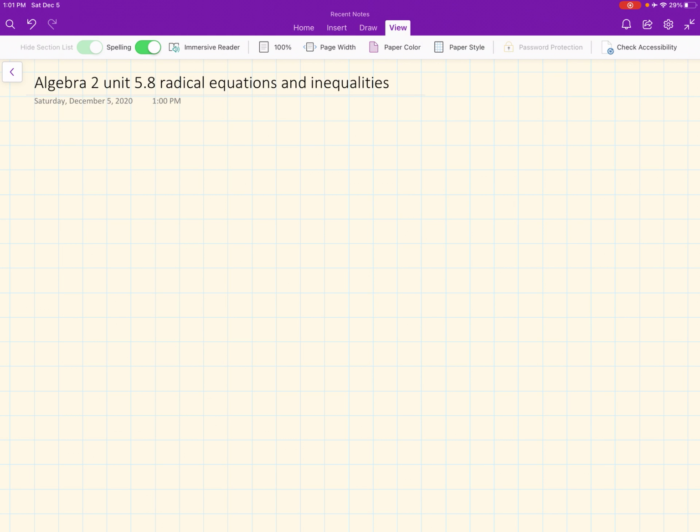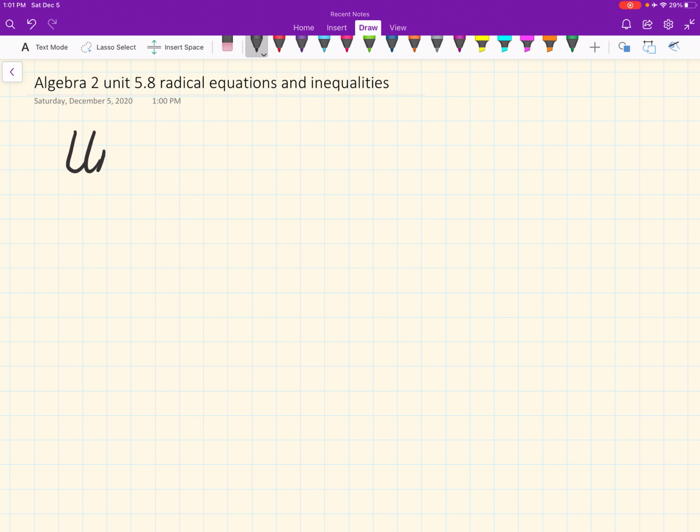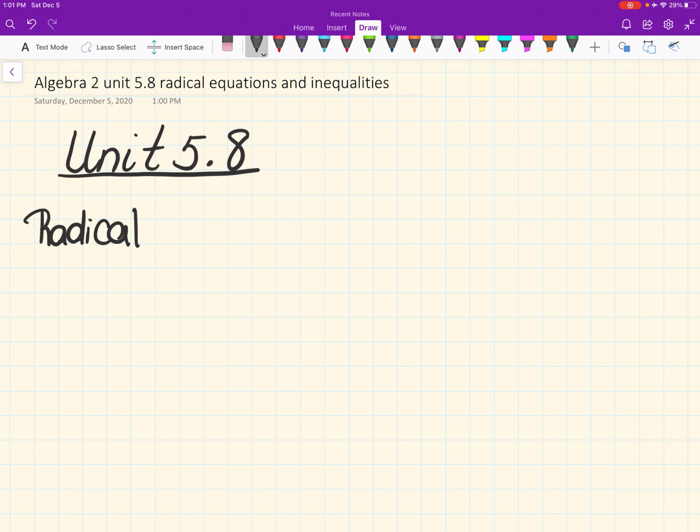Okay, we're going to work on unit 5.8. We're going to solve radical equations and inequalities. So a radical equation, if you're using your notes, is an equation that has variables in the radicand.